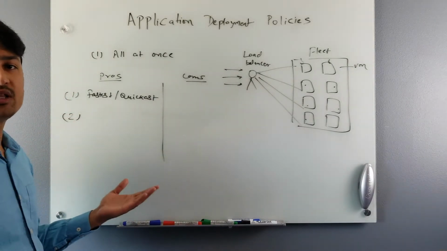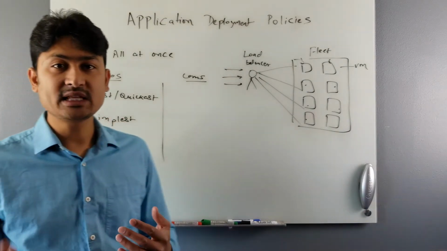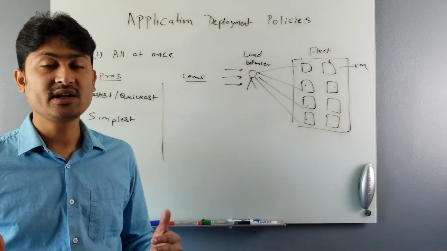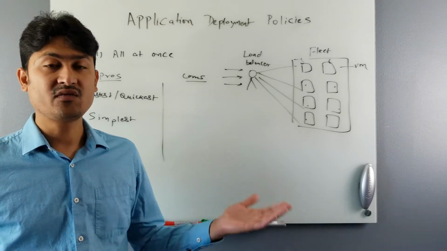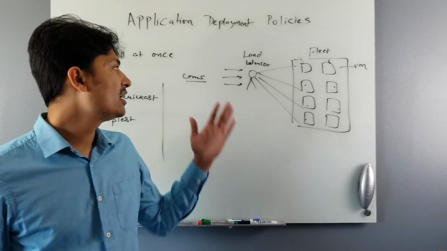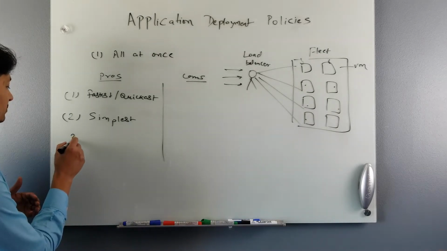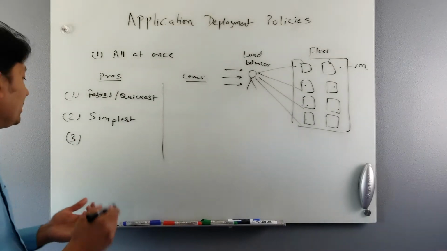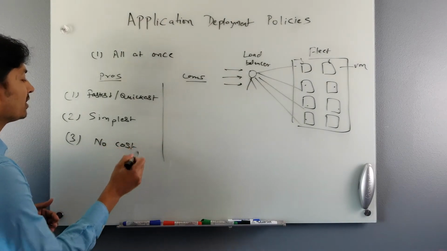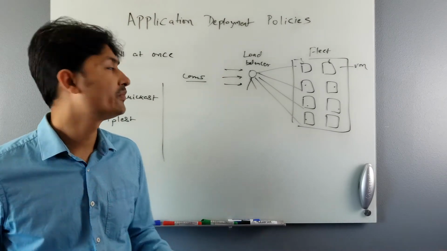Also, this seems to be the simplest deployment policy, because whenever you make the deployment, you make sure all the servers are deployed with the newer application version and running fine, you perform some health checks, and once they are ready to serve customer traffic, you put them behind the load balancer. The third benefit is that it doesn't incur any cost, because it doesn't require any additional resources or servers to perform this deployment.